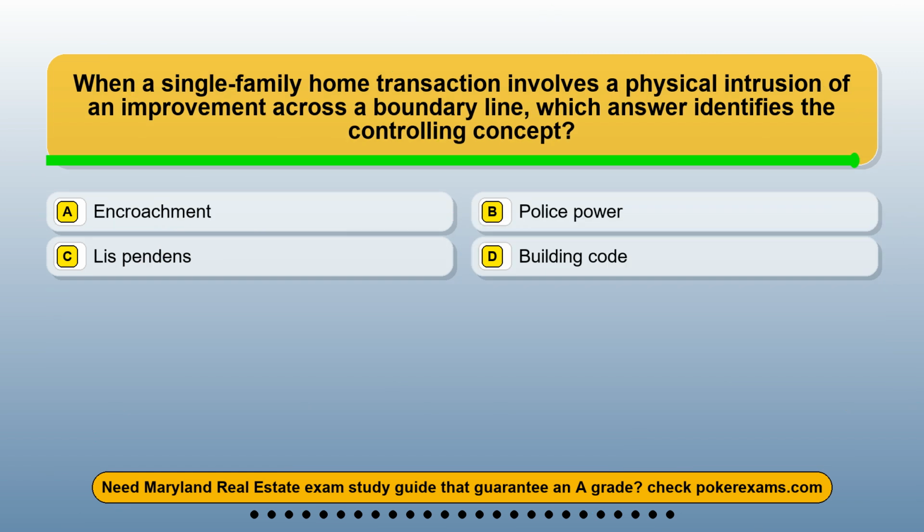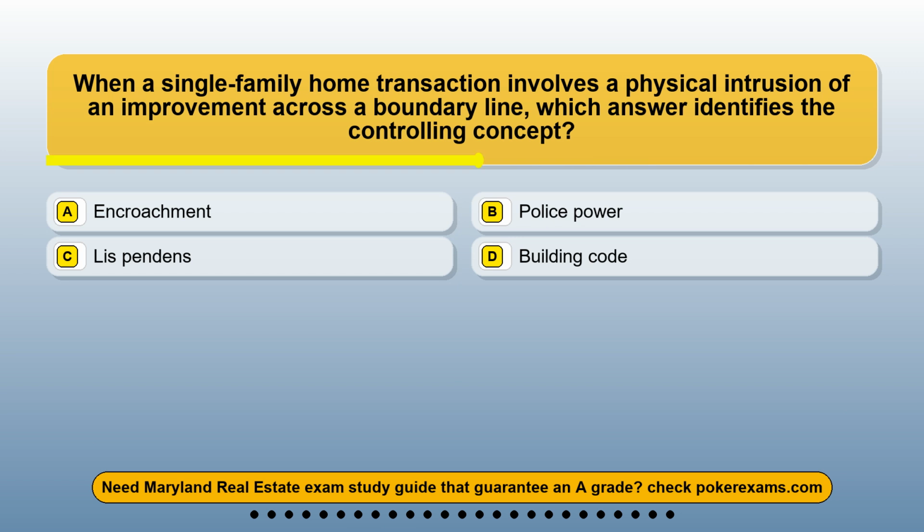Question 6. When a single-family home transaction involves a physical intrusion of an improvement across a boundary line, which answer identifies the controlling concept? Option A, encroachment. Option B, police power. Option C, lease pendens. Option D, building code.